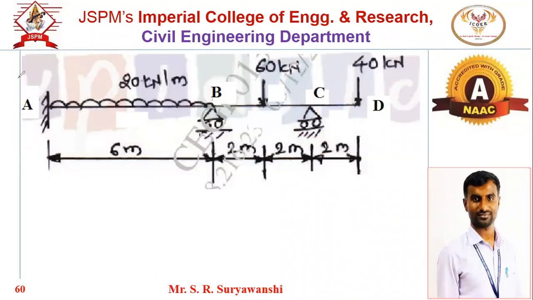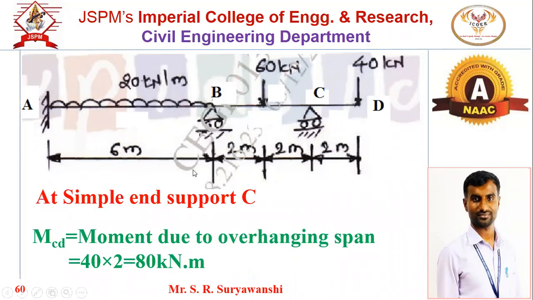Now the same problem we will discuss step by step. Then you will come to know. Now same problem we will discuss, and we know that support C is simple having the overhanging span. So moment due to the overhanging span, it is 40 into 2.